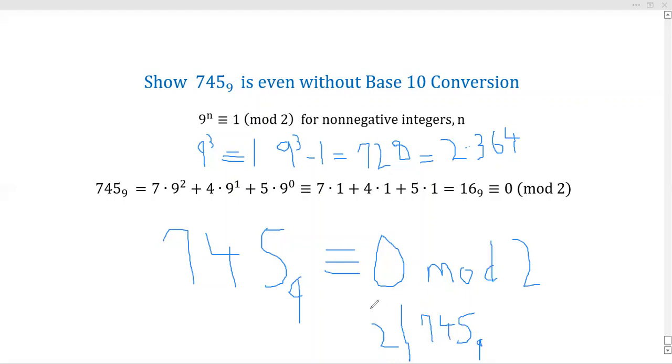Okay, folks, let me circle this. We'll call it a day. 2 divides 745 base 9, done.